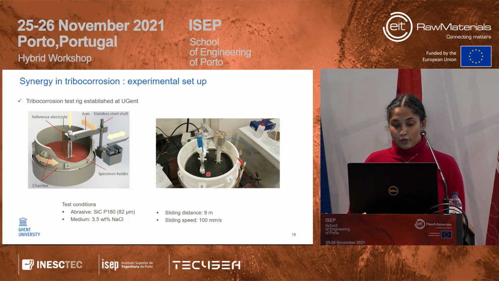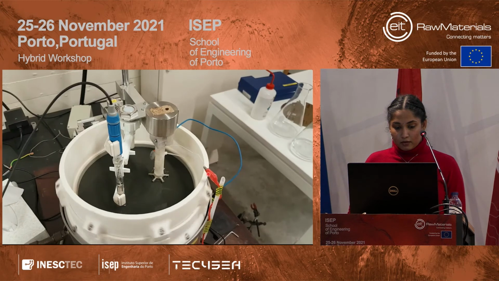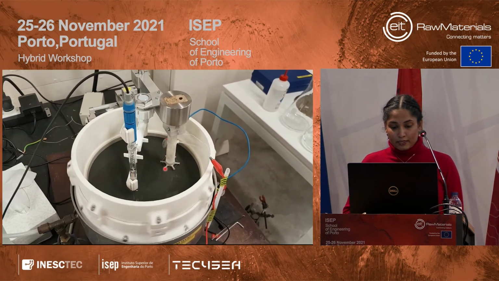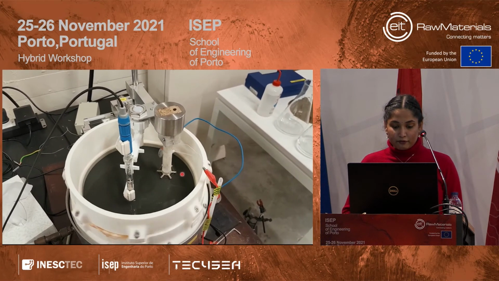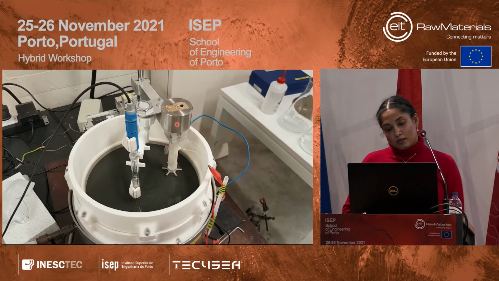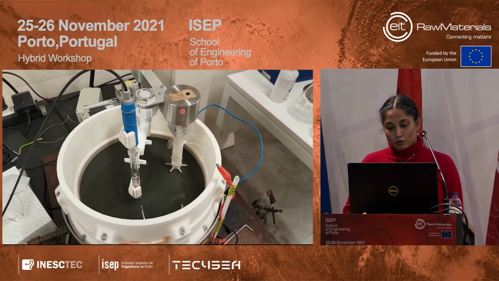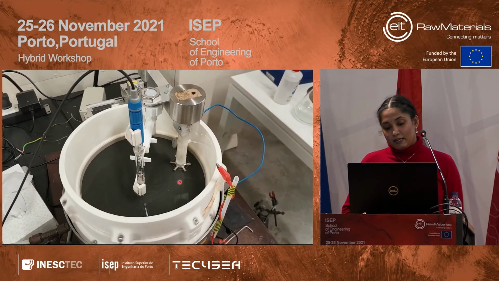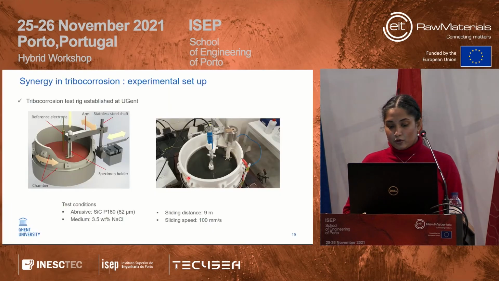So to just give you a brief video, here we have this sample, and you can see that the arm moves from left to right slowly upon an imposed normal load. So we are abrading the sample, meanwhile corroding it. Of course, we can't have the contact area in the field of view because it's not possible. So these are the parameters on which we tested.